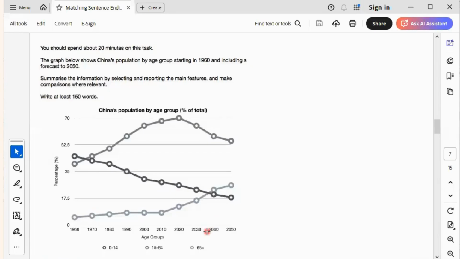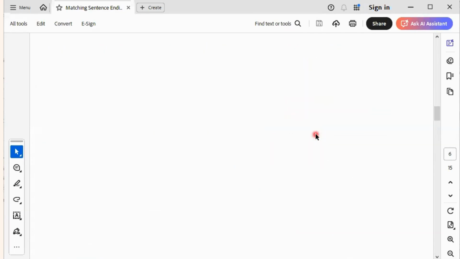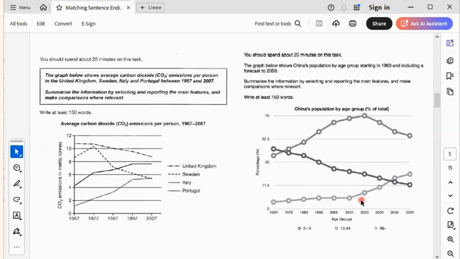The Y is wrong. That 0 to 14 years is actually representing what? Z. Look at it, Z here. The definition of the part. In other words, so this is the idea. Let me tell you what I mean by whole and parts. That's what I want to explain now. The meaning of complete whole and the meaning of parts. Let me show you what I mean by that.